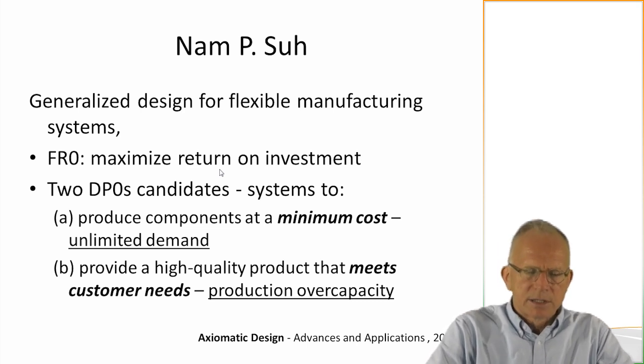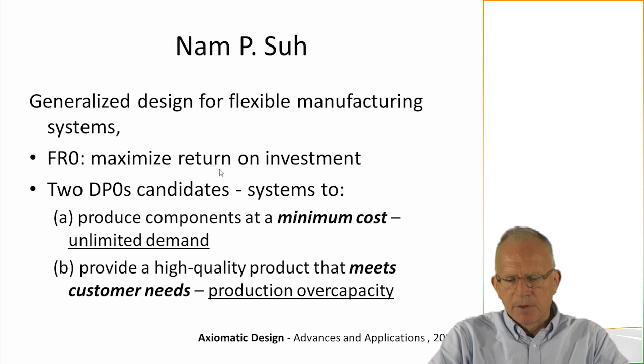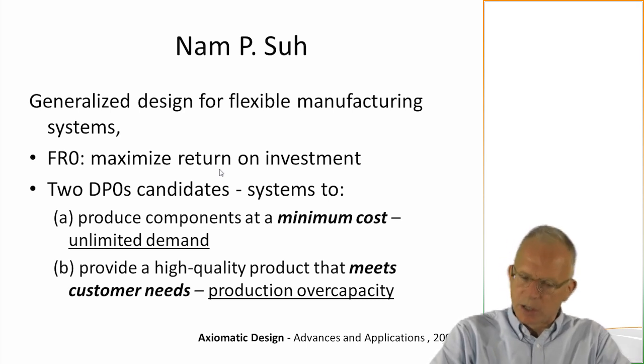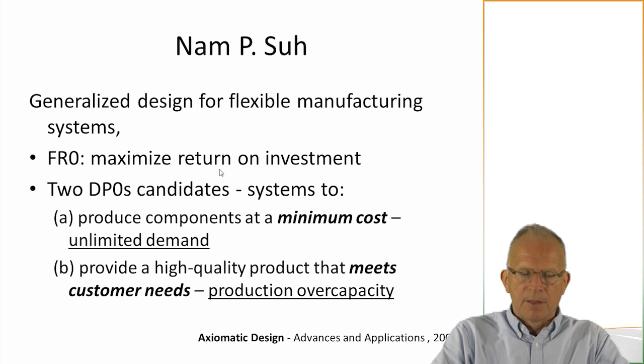Well, we can take a look at some, in Nam's book, Advances and Applications of Axiomatic Design. FR0, he has a general approach to flexible manufacturing systems: maximize return on investment. Then he has two DP candidates depending upon what the situation is. Minimum cost, essentially unlimited demand. And then meet the customer needs where there's a production overcapacity. So when we have overcapacity, we need to be more careful about what we make and how to get customers.